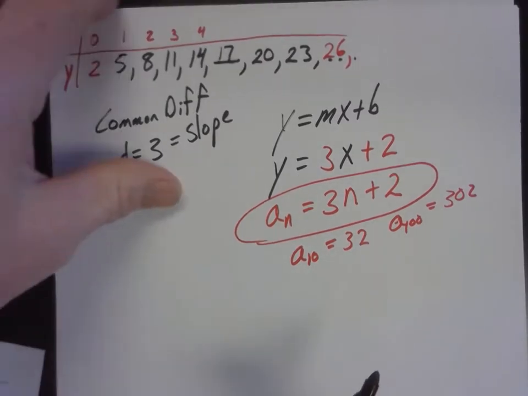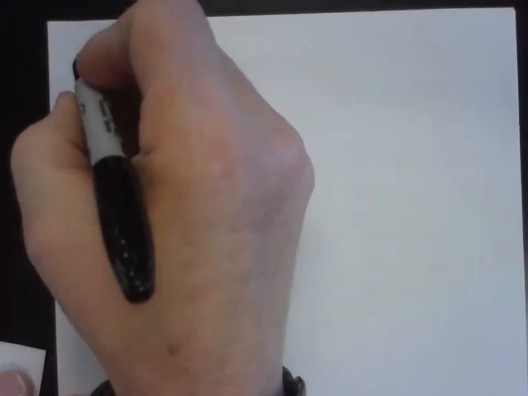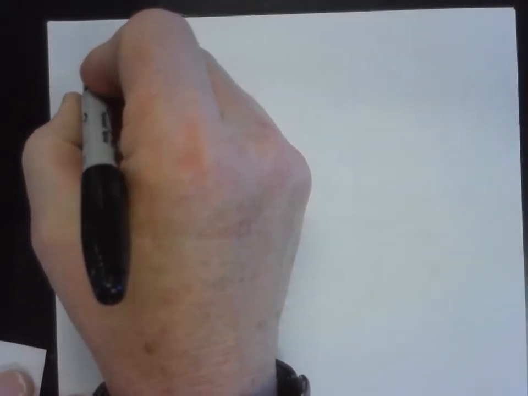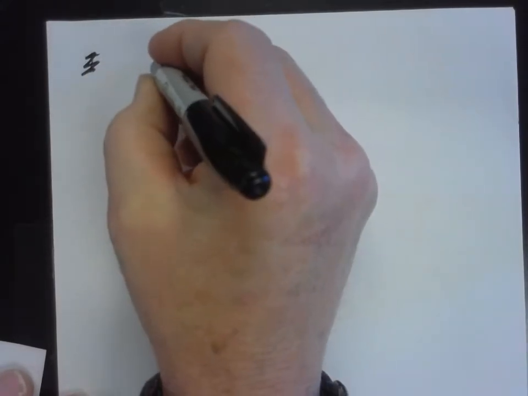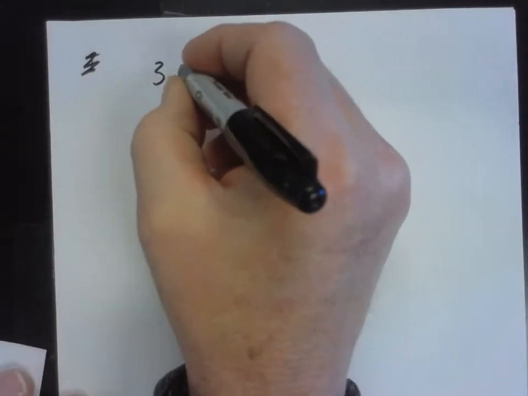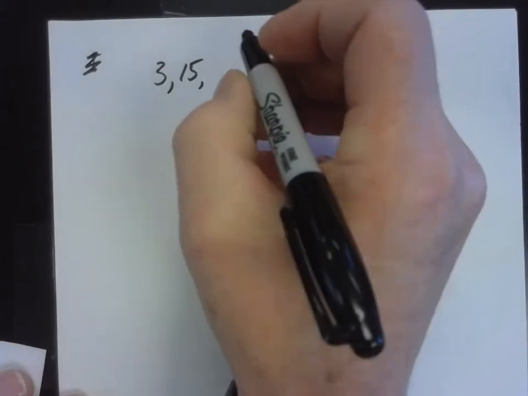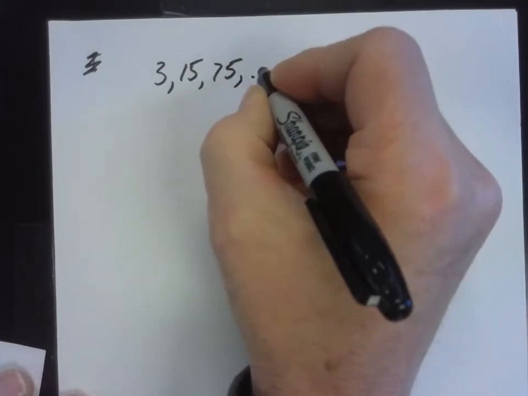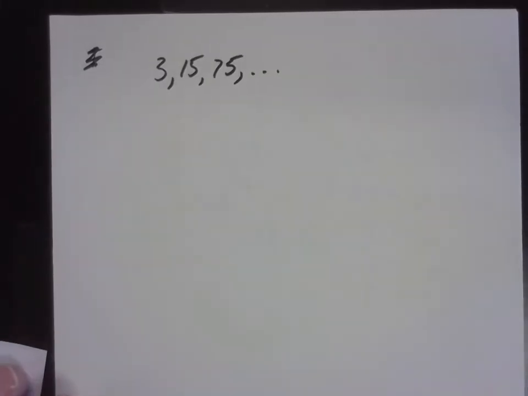All right, so now let's look at a different type of sequence. What's going on here? We're multiplying by 5, right?